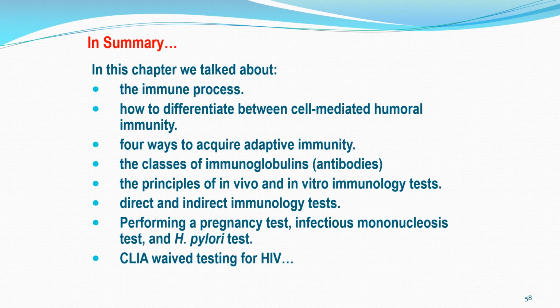So guys, that's the end of part 2 on chapter 7 on immunology. And remember, we talked about the immune process, how to differentiate between cell-mediated and humoral immunity. We talked about 4 ways to acquire adaptive immunity. We talked about the classes of immunoglobulins, which are antibodies, right? The principles of the in vivo and in vitro immunology tests. We talked about direct and indirect immunology tests. We talked about those tests like pregnancy test, mono, H. pylori, and others, right? We also talked about those CLIA waived tests for HIV.